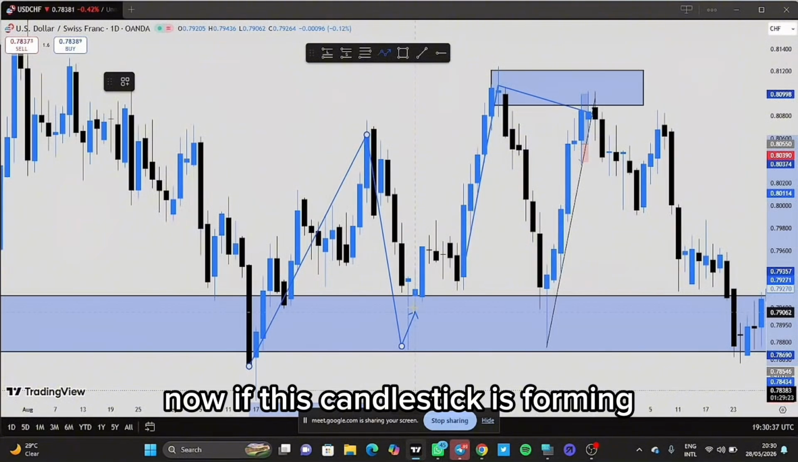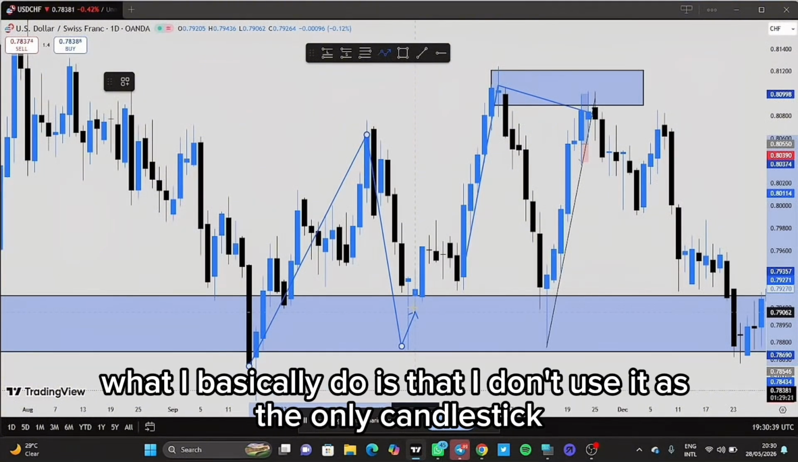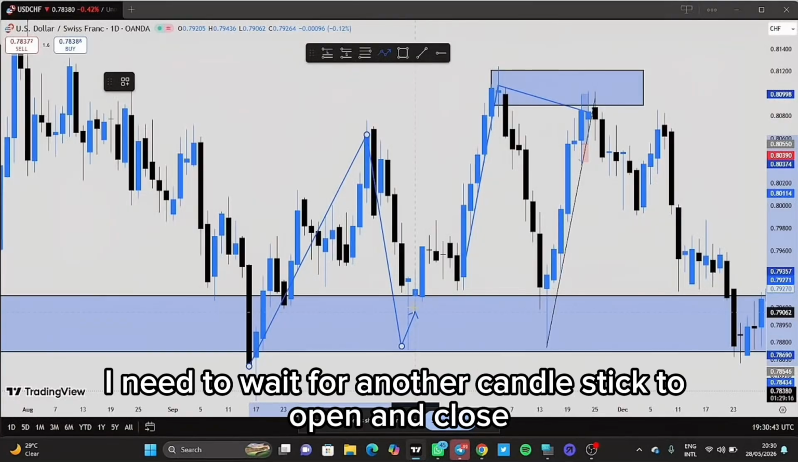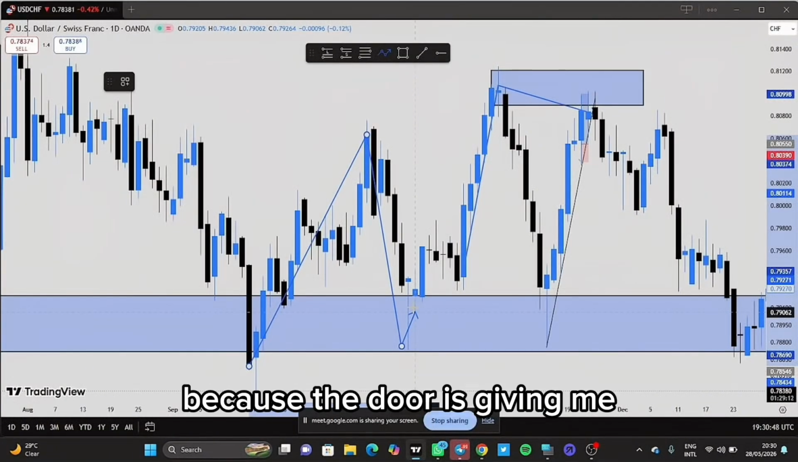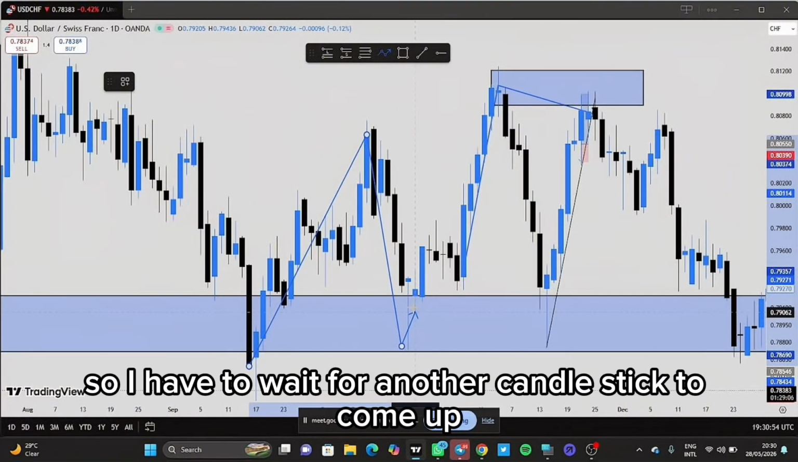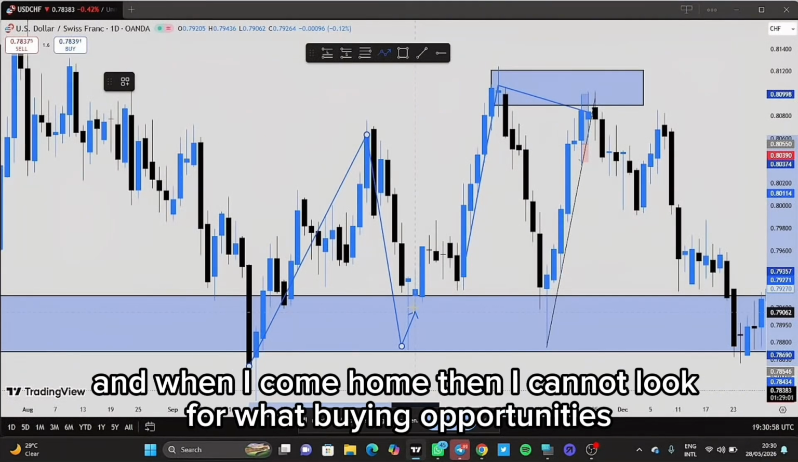Now, if this candlestick is forming, what I basically do is that I don't use it as the only candlestick confirmation. I need to wait for another candlestick to open and close, because the Doji is not giving me a clear signal to want to buy now or sell now. So I have to wait for another candlestick to come up, and when that candlestick comes up, then I can look for buying opportunities.